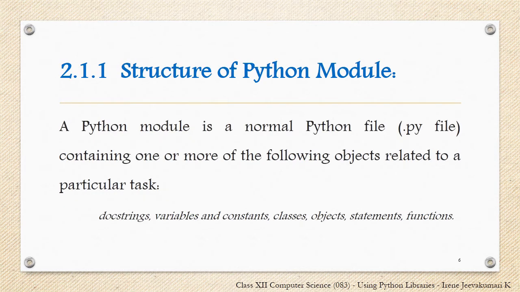Structure of a Python module. A Python module is a normal Python file, or just a .py file, containing one or more of the following objects related to a particular task. So a Python module may contain one or more docstrings, variables and constants, classes, objects, statements or functions in it. These objects together make a Python module.